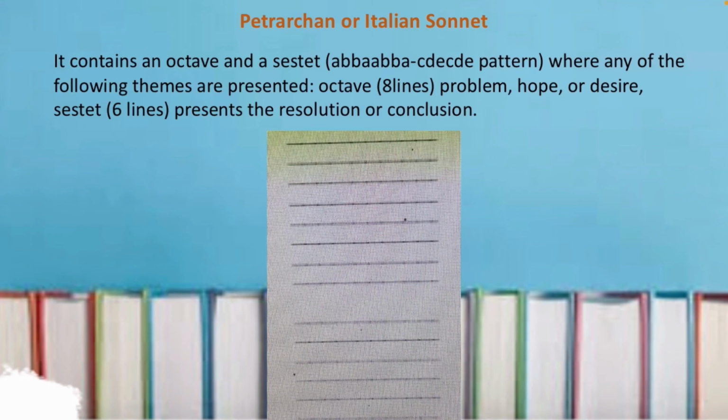This is an example of Petrarchan or Italian sonnet. It contains an octave and a sestet, with an A B B A A B B A C D E C D E pattern, where any of the following themes are presented. Octave contains 8 lines: problem, hope, or desire. Sestet contains 6 lines, presents the resolution or conclusion.